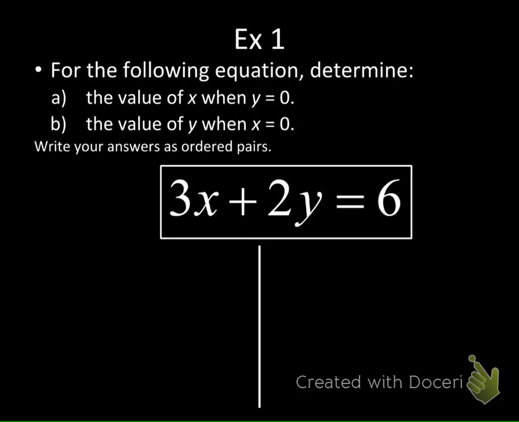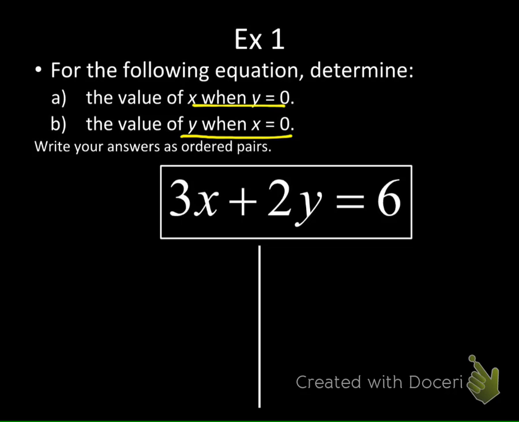So our directions tell us, for the following equation, determine the value of x when y equals 0. So we're going to determine the value of x when y equals 0. We're going to do that on this side. Then we're going to go back through and solve the equation and find the value of y when x equals 0. And then we're going to write each answer as an ordered pair.